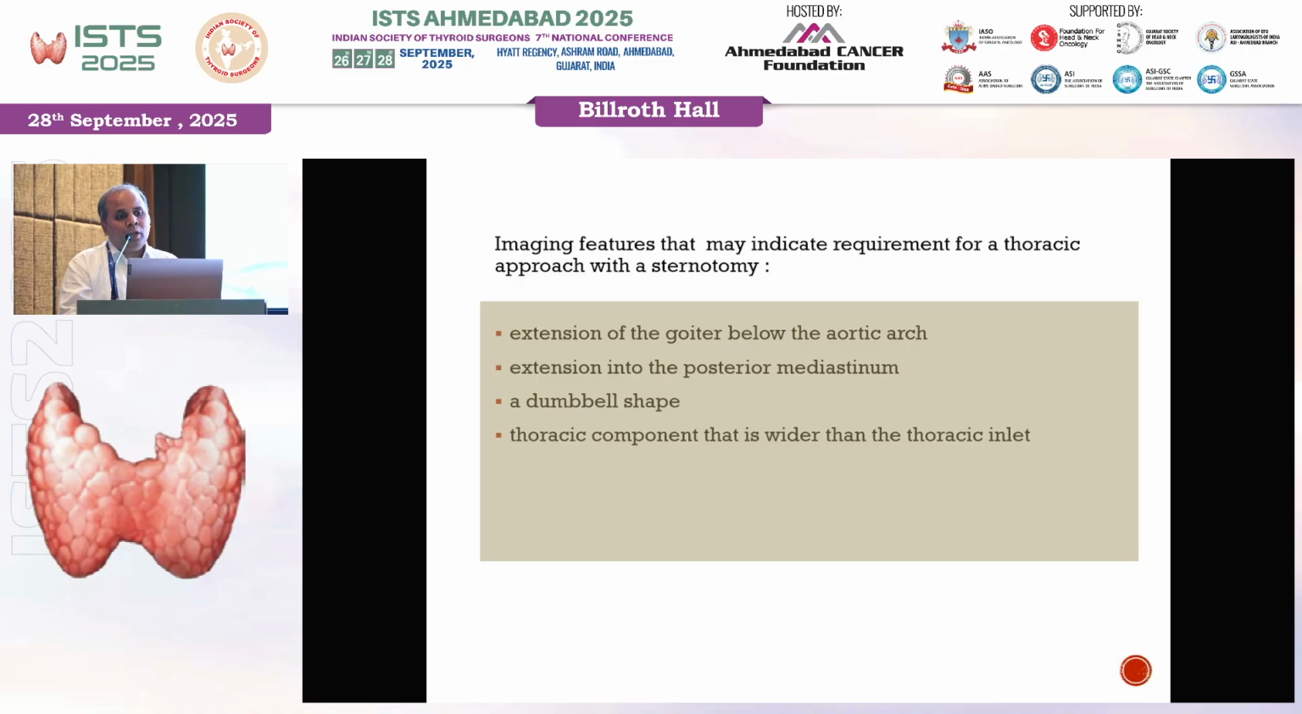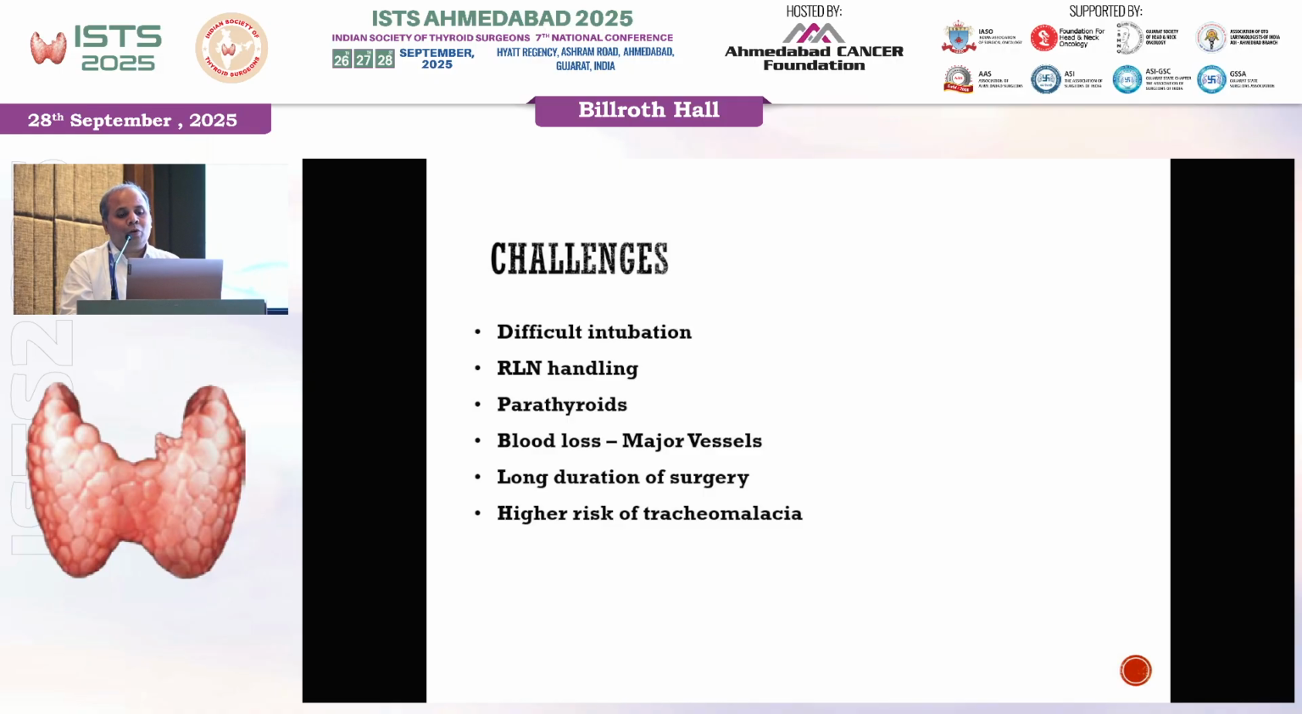Imaging features which will help us decide whether you'll require a CVTS backup are extension of the goiter below the aortic arch, extension into the posterior mediastinum, a dumbbell-shaped goiter, and a thoracic component which is wider than the thoracic inlet. Challenges that we face during surgery for these lesions are difficult intubation, recurrent laryngeal nerve handling, parathyroid handling, blood loss because of major vessels involvement, long duration of surgery, and high risk of tracheomalacia.